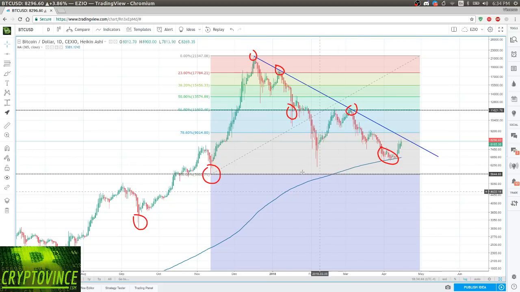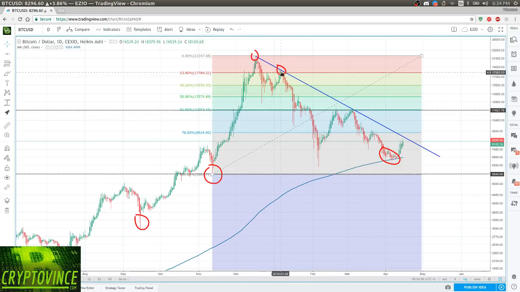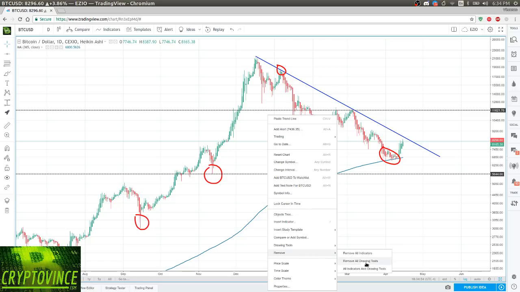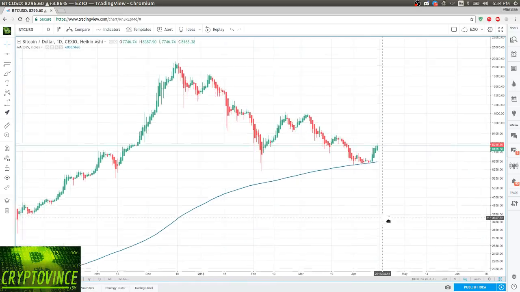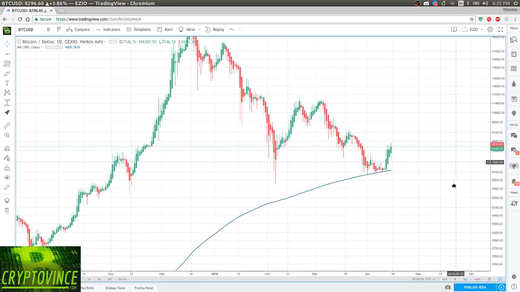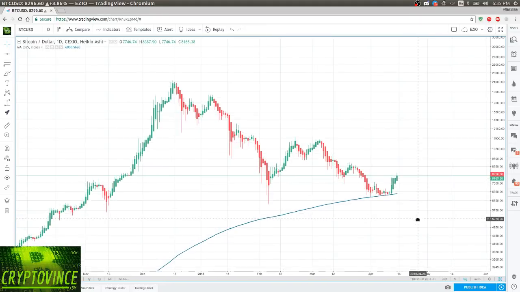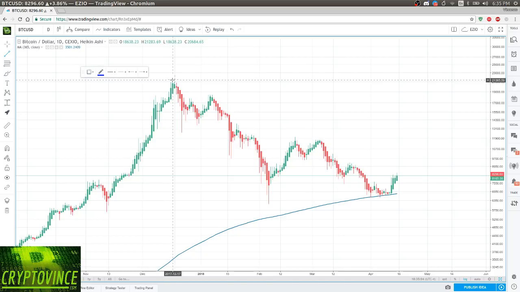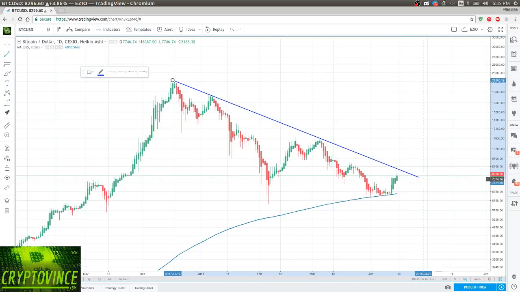Now let's go back and let's analyze our BTC more closely. Let's remove all drawing tools. Let's leave the moving average right there. Let's put our trend line right there.